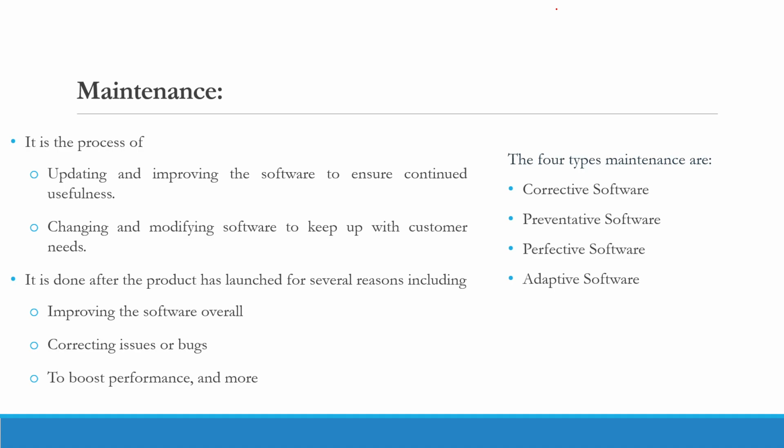It is always done after the product has launched, for several reasons, including improving the software overall and correcting issues or bugs. If there are defects or errors, we correct those defects and bugs, or boost the performance and more. This maintenance is part of software evolution. Basically, there are four fundamental types of maintenance: corrective maintenance, preventive, perfective, and finally adaptive maintenance. So this is all about the software development life cycle.